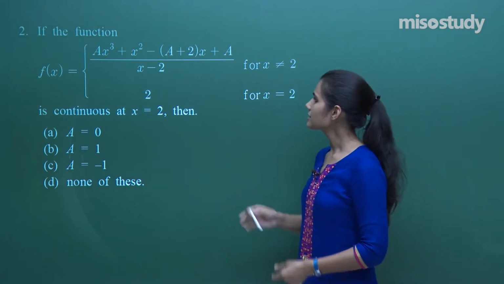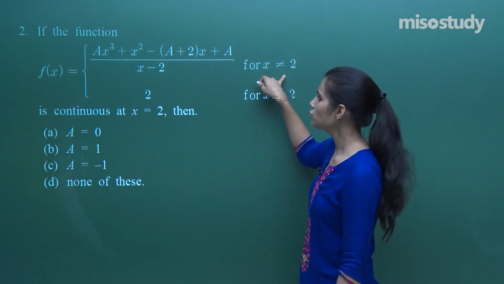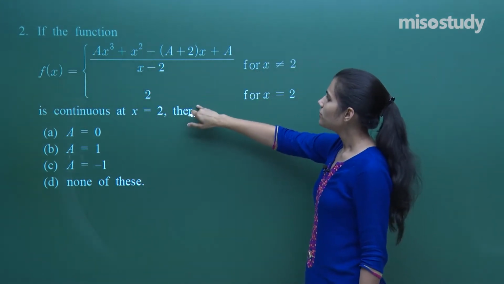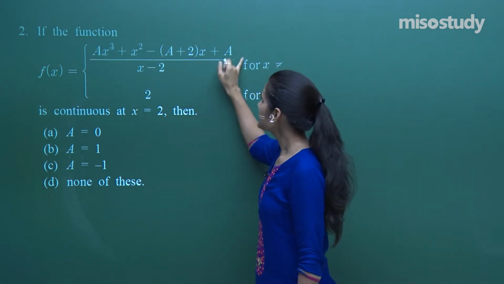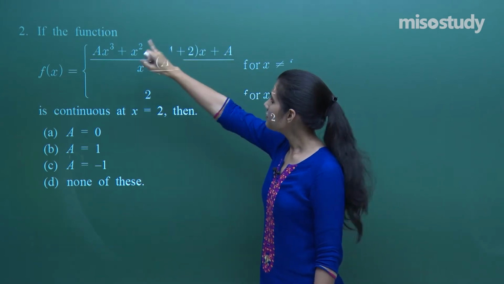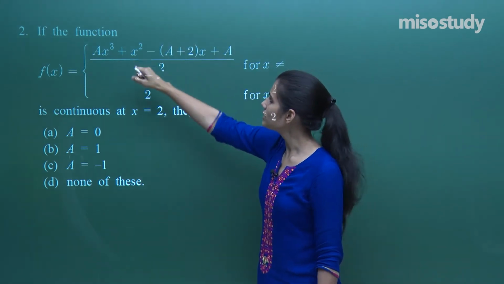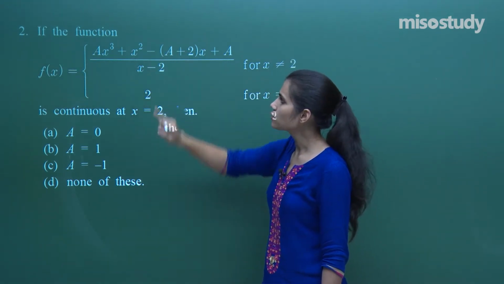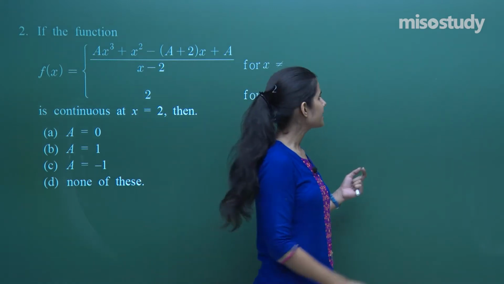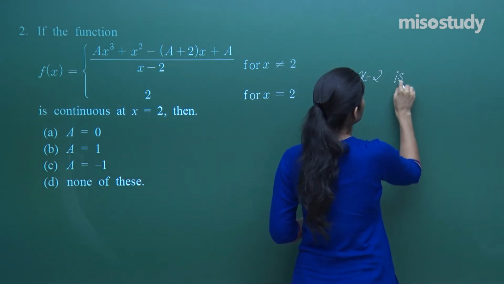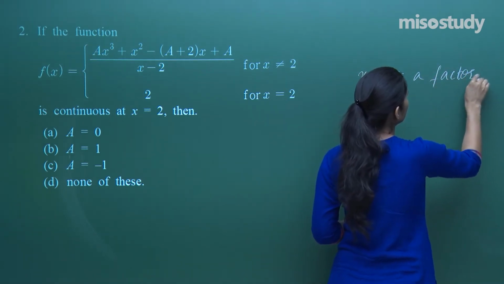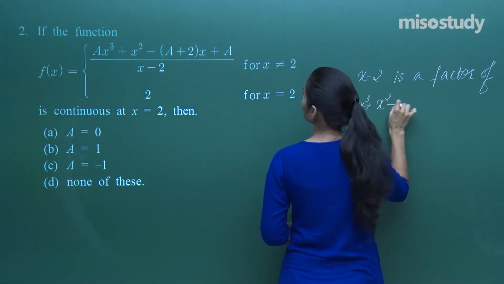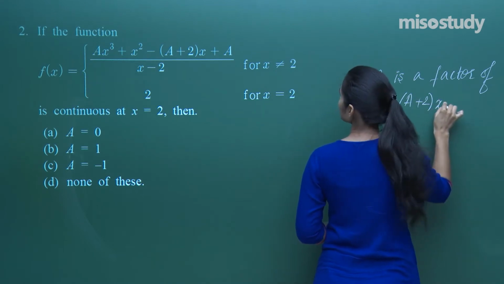Now the moment I am saying this is continuous at x equals 2, that means limit x tends to 2, f of x is equal to f of 2. Limit x tends to 2, f of x to be equal to f of 2, that means this limit is existing, right? For this limit to exist, limit x tends to 2, this particular expression's limit is existing as x approaches 2. For this to exist, definitely x minus 2 should be a factor of the numerator, right? X minus 2 is a factor of ax cube plus x square minus a plus 2x plus a.